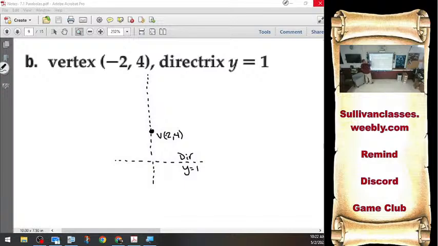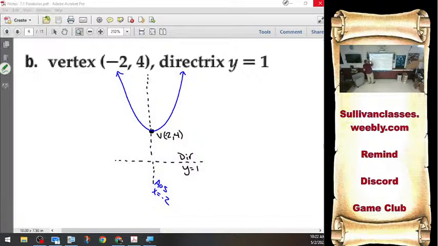All right, so if I've got that, then will this open up, down, right, or left? Up, right? Opposite of the directrix. I also know, because my axis of symmetry went through this vertex and it's vertical, my axis of symmetry is at x equals -2.